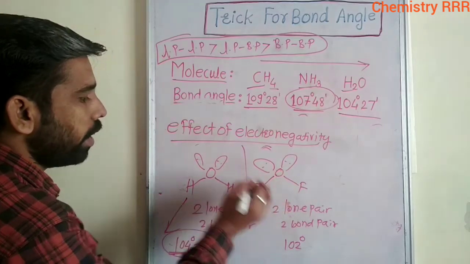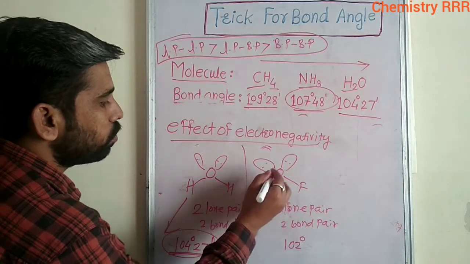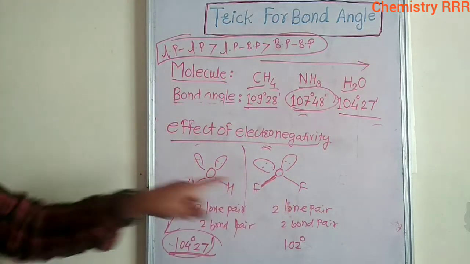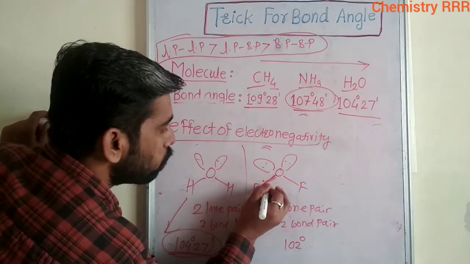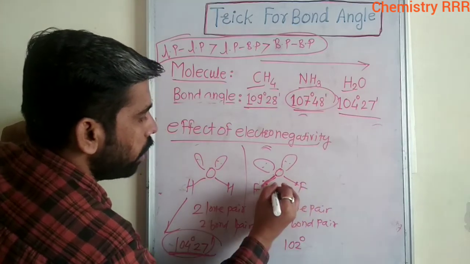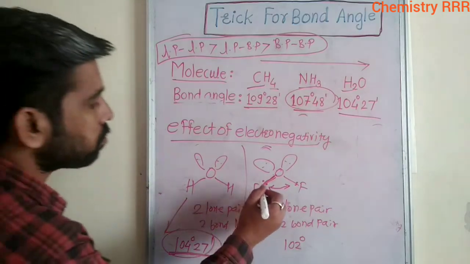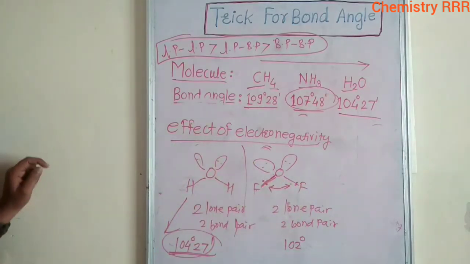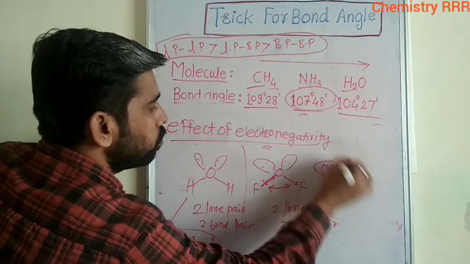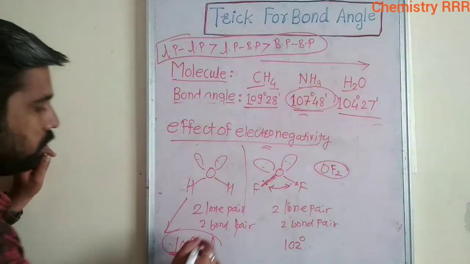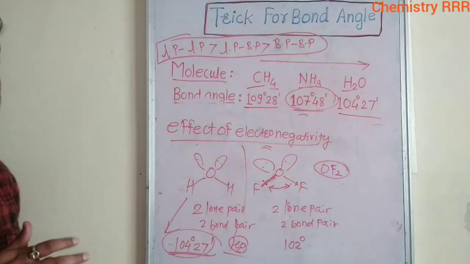in between the oxygen and fluorine, fluorine is more electronegative as compared to oxygen. So the bond pair present between them, that is the bonding electrons present between the oxygen and fluorine, are slightly towards fluorine. Because of that there is a decrease in the repulsion between bond pairs. So the bond angle of OF2 is less than the H2O molecule. Now let's discuss more examples.